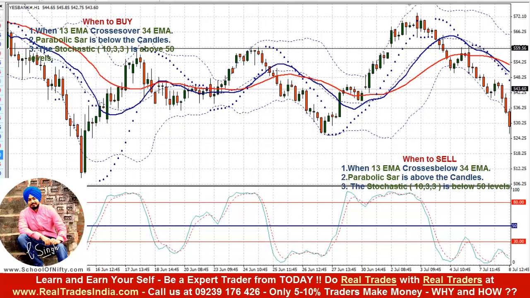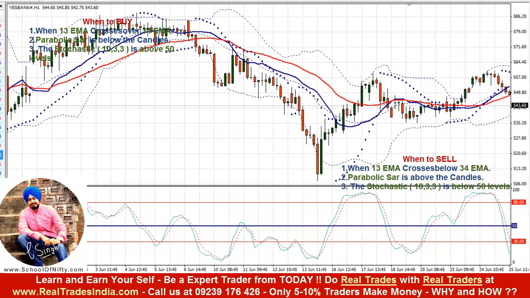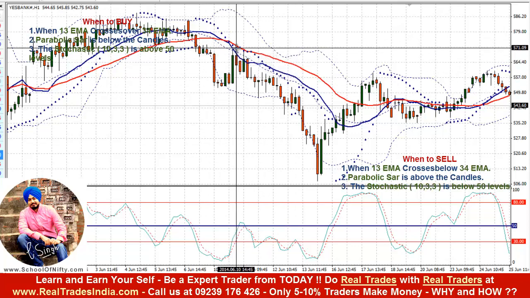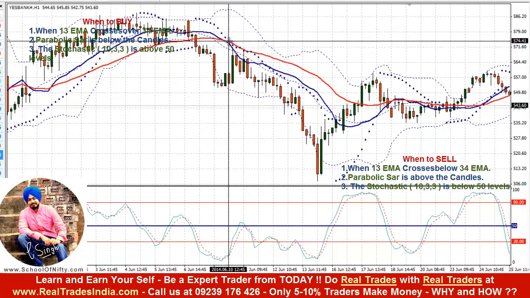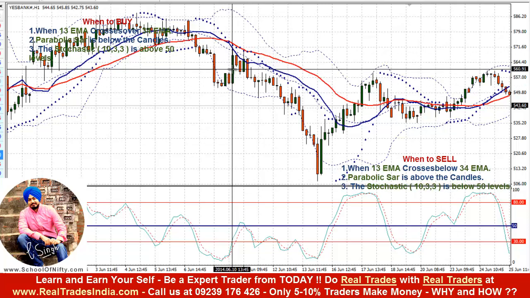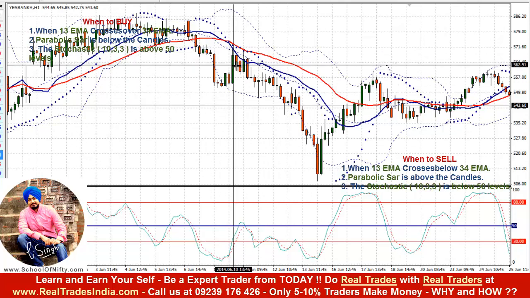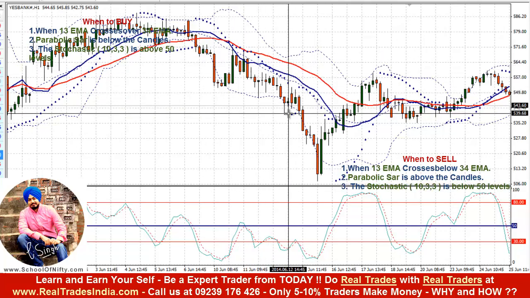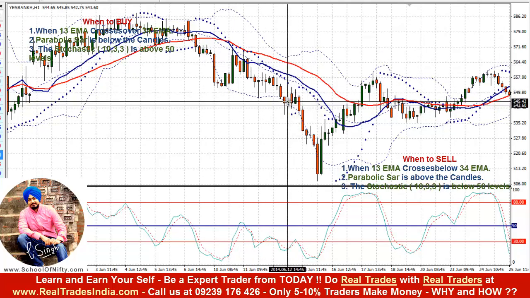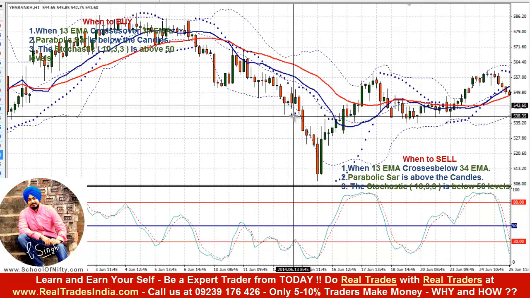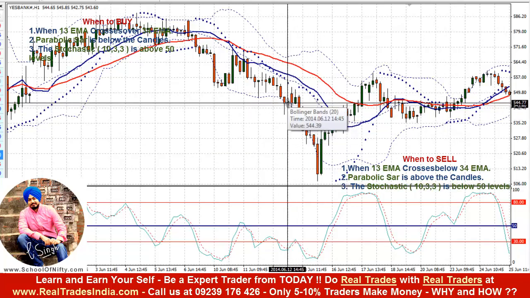And now let us go back. See over here, guys, the 13 EMA crossing below the 34 EMA, the parabolic SAR is above the candles. The region which I sell after the crossover occurs is around 560 levels. And what happens after that? You can see all the way down from 560 to around 545 region. Why do I exit? Because the parabolic SAR has come below the candle, which means that I can exit.